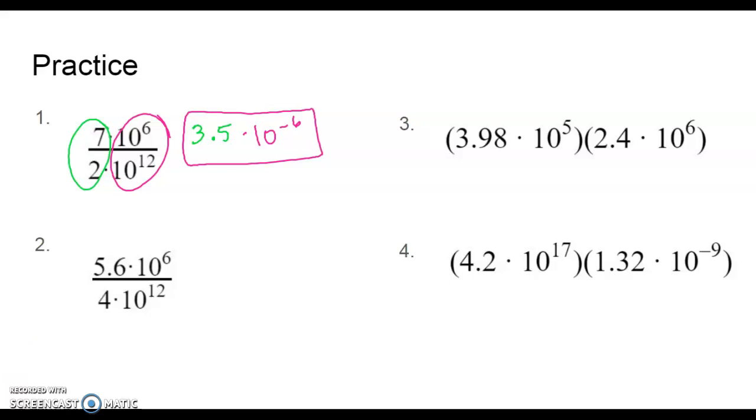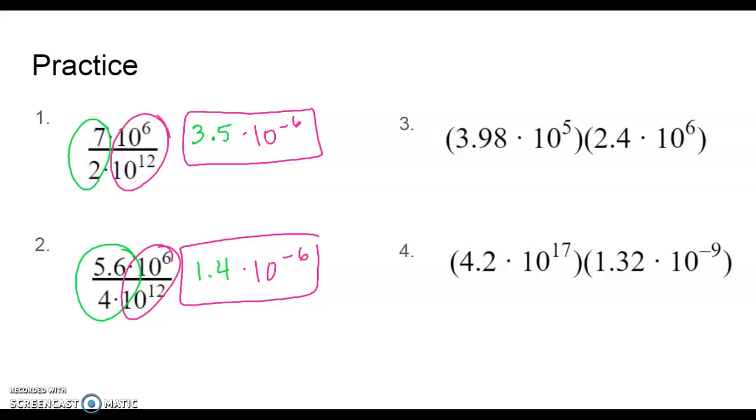Okay, number 2, 5.6 times 10 to the 6th power divided by 4 times 10 to the 12th power. So again, my first step is to divide my coefficients. So 5.6 divided by 4 is 1.4. And then my second step is to subtract my exponents. So 10 to the 6th divided by 10 to the 12th would again be 10 to the negative 6th power. So my final answer is 1.4 times 10 to the negative 6th power.